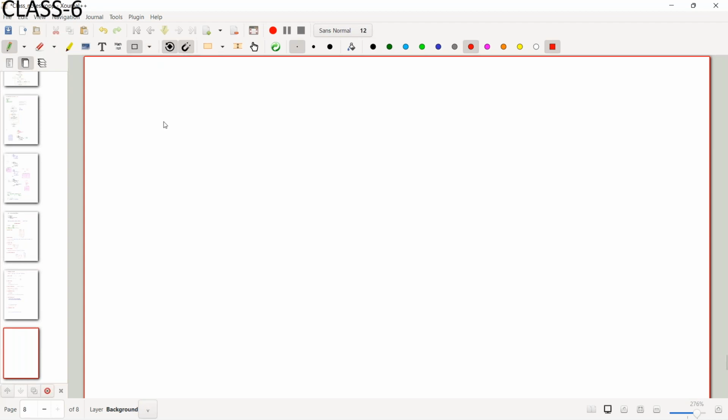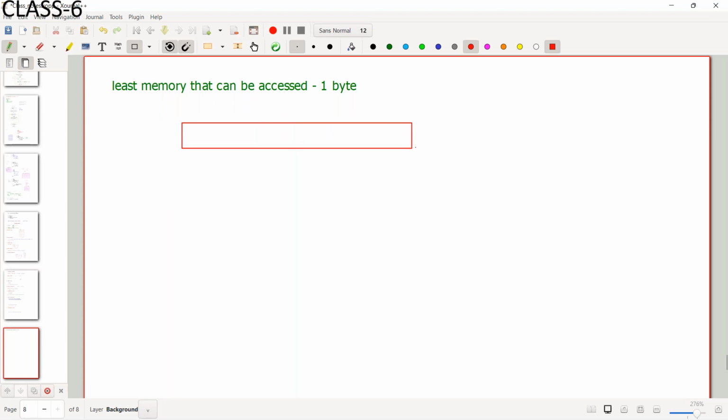The smallest unit that can be accessed in a computer's memory is nothing but 1 byte. The least memory that we can access is 1 byte. So what is this 1 byte? 8 bits together is known as 1 byte. We can't access beyond that. Sorry, the least is 1 byte.